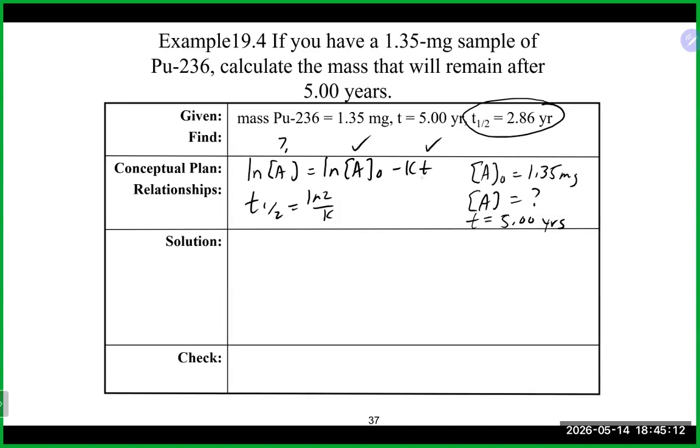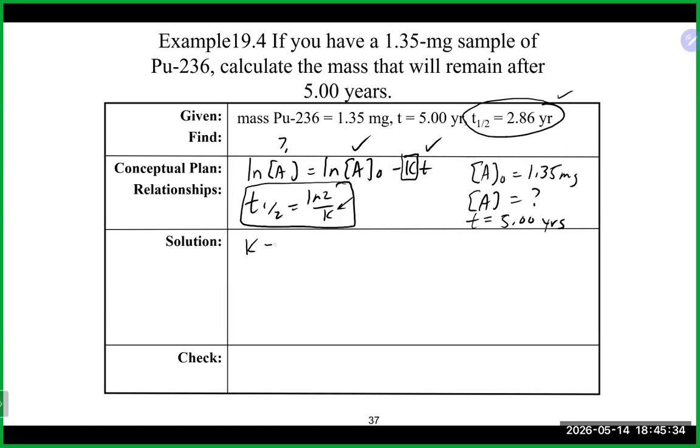We have our time. As I mentioned a second ago, in this particular case, we are missing the decay constant. And that is where the half-life comes into play. So we could use the half-life equation to solve for the decay constant so that we could actually use it to solve for what we're looking for.